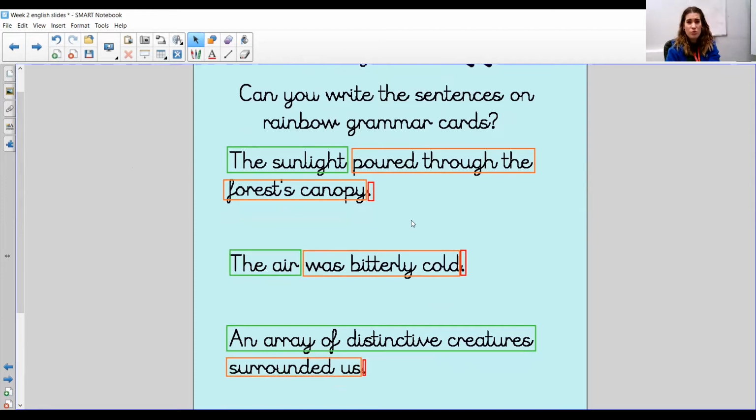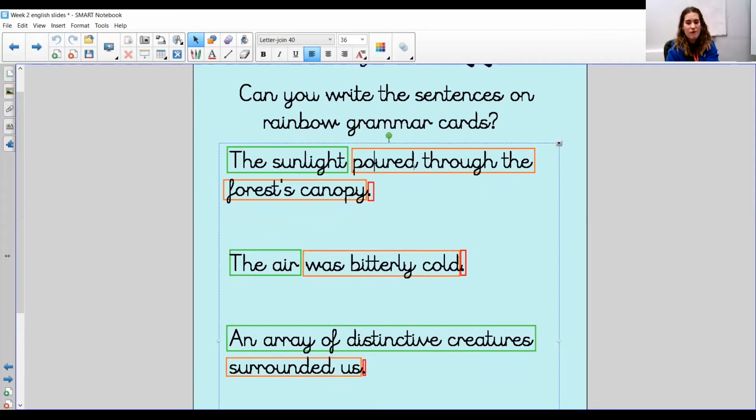What was the subject doing? What do we know about the subject? Well, the subject was pouring through the forest canopy. So the predicate is going to be poured through the forest canopy. Here we've got poured, which is our verb. So I'm going to underline my verb. And finally, I've got a full stop, stopping my sentence. That's going to go on my red card, just like we would with our rainbow grammar cards.